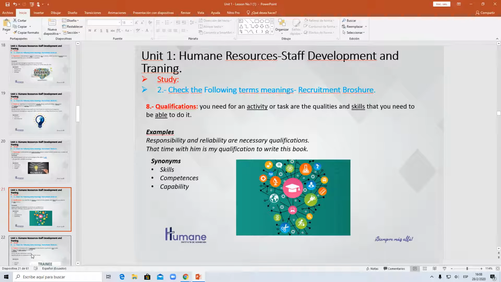Then we have qualifications. Qualifications you need for an activity or task are the qualities and skills that you need to be able to do it. Responsibility and reliability are necessary qualifications. That time with him is my qualification to write this book. Words related to qualification could be skills, competences, and capability.